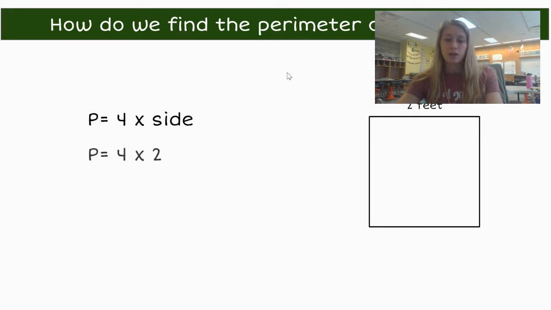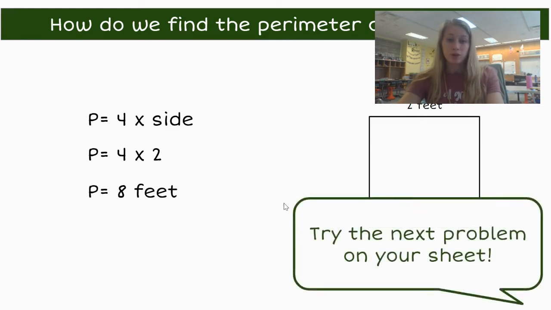Let's try it out. Okay, so we have 2 feet. They only gave us 1 side length, but because it's a square, that's all we need. So I take this 2 feet, and I know this side is 2 feet, the bottom is 2 feet, and the other side is 2 feet. I can add them all together, or I can multiply by how many side lengths there are. So we know there's 2 feet, and there's 4 sides. 2 times 4 will give me 8 feet. So my perimeter is 8 feet.